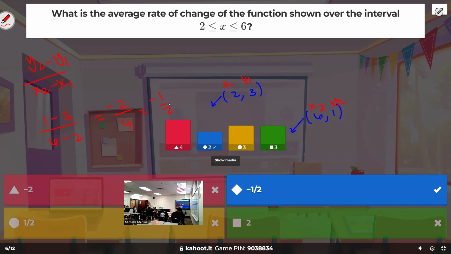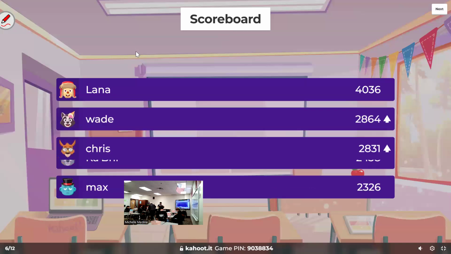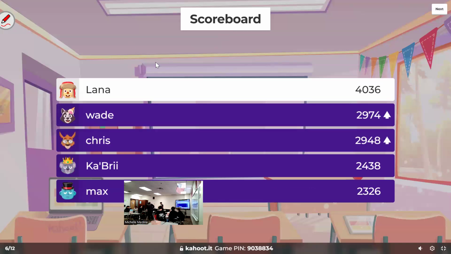Okay, I already started showing the work. Does it make sense? So we got it. I already looked at your papers and saw who took notes and who took not great notes. But hopefully you're better at average rate of change now. The top 3 can pick a prize from the bin.